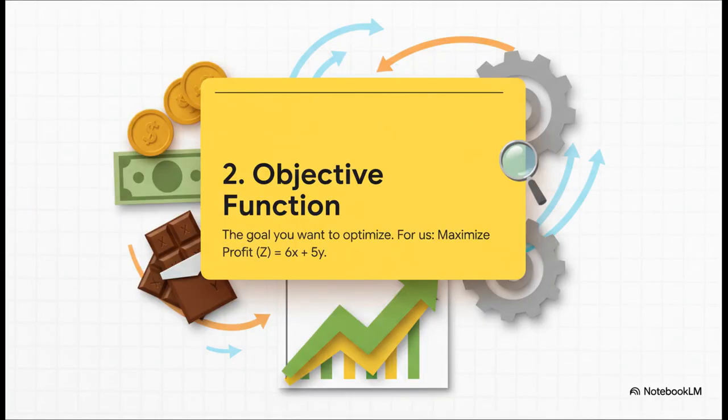Second, we've got the objective function. This is just our goal, but written as a formula. We want to maximize profit, right? Well, since we make 6 pesos for every dark bar, that's X, and 5 pesos for every light bar, that's Y, our objective is to make the final value of Z in this equation, Z equals 6X plus 5Y, as big as it can possibly be.